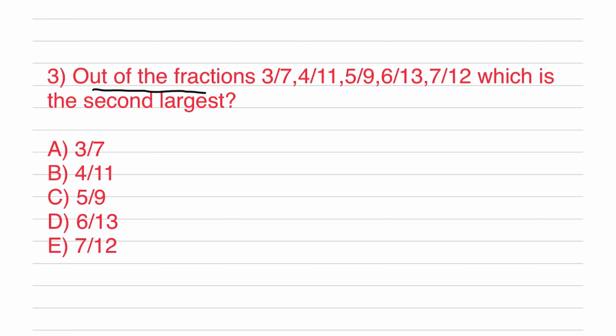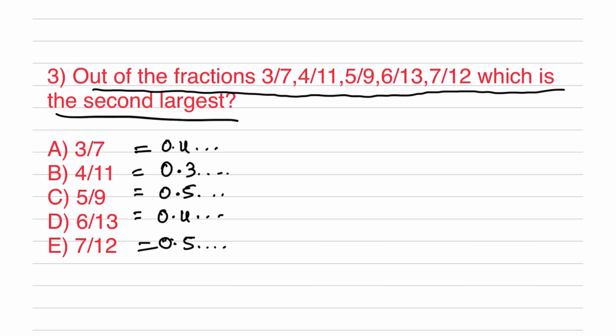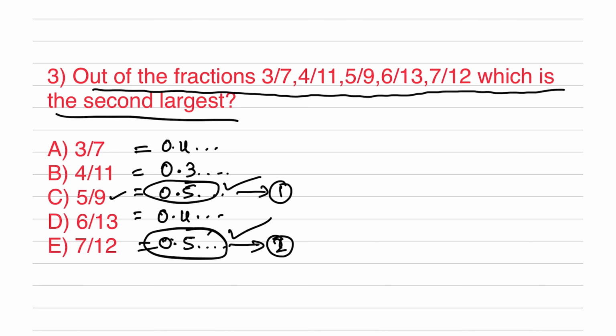See the third question. Out of the fractions 3 by 7, 4 by 11, 5 by 9, 6 by 13, 7 by 12, which is the second largest? First you convert these fractions into decimal. You will get 0.4 something and this one 0.3 something. This one 0.5, 0.4 and 0.5. So these two are the largest. As these both are the same, find the next digit. It will be 0.55 and it will be 0.5. So the second largest is 0.55, which is option C, the right answer.